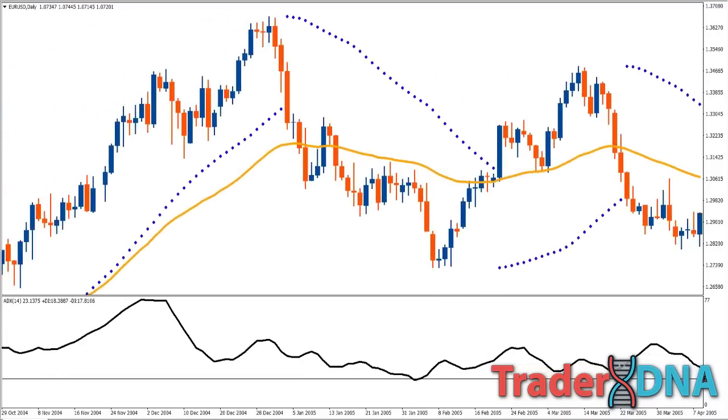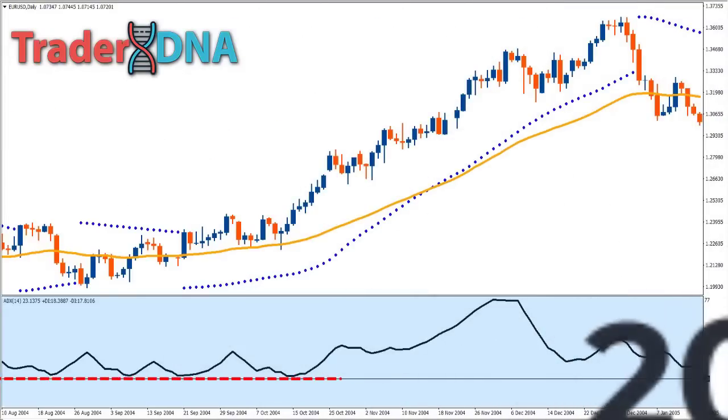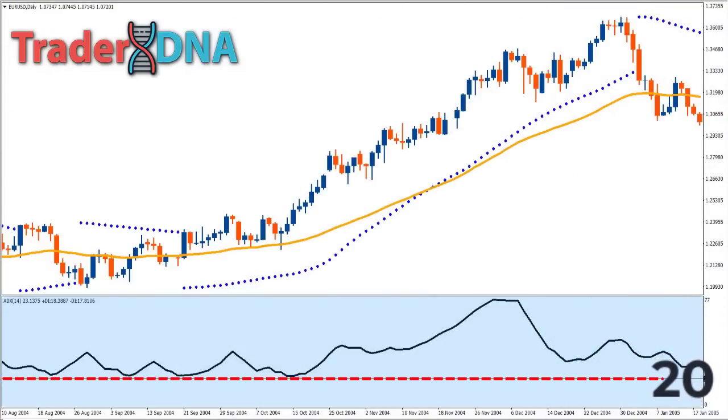Here are the 2 filter layers. The ADX is your trend tiebreaker. If the ADX is above 20, you are in a trend. If the ADX is below 20, you are in a range. Thus, a trader would only look for a trade when the ADX is above 20, to avoid range markets that are so dangerous for the SAR.